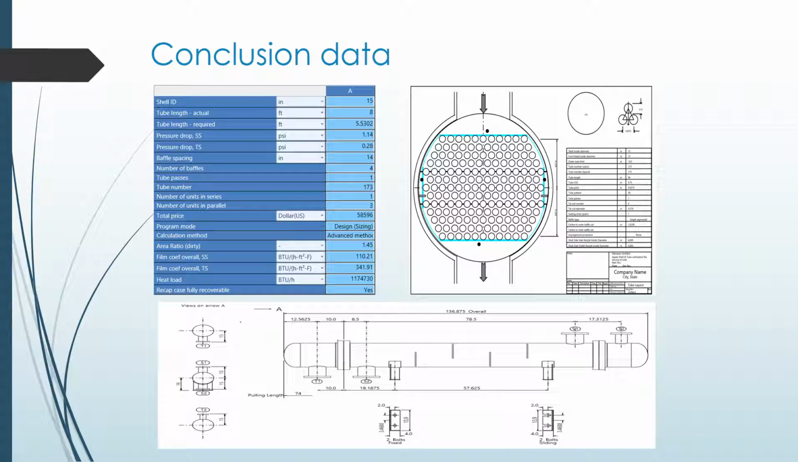This slide shows the schematic drawing of the designed heat exchanger. The blue table demonstrates the parameters, and on the right side, it explains the cross-section of the arrangement of the tubes. There are 173 tubes with the 30 degree triangular tube pattern.